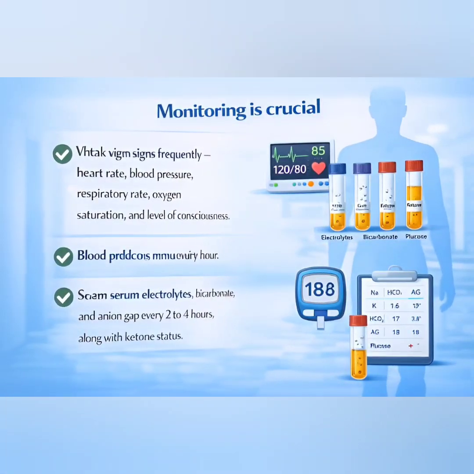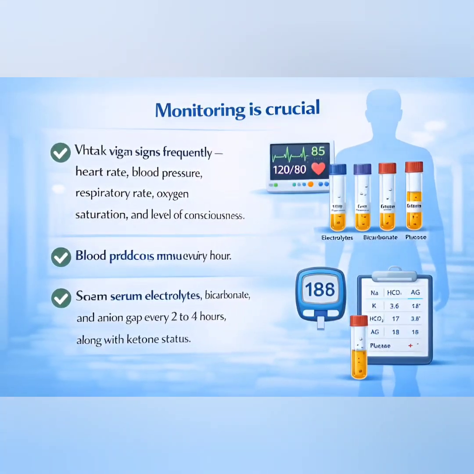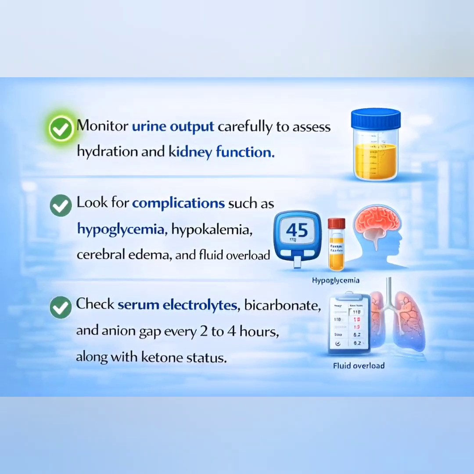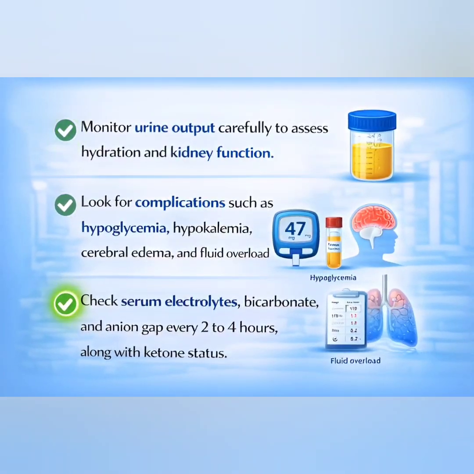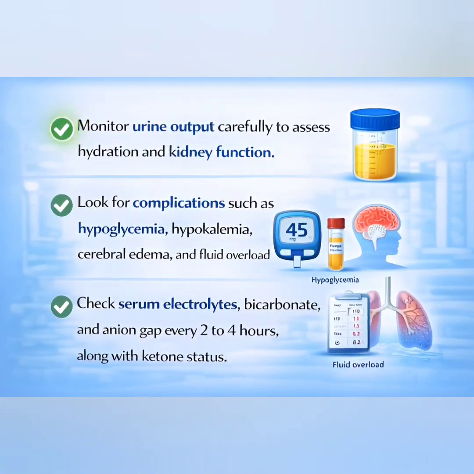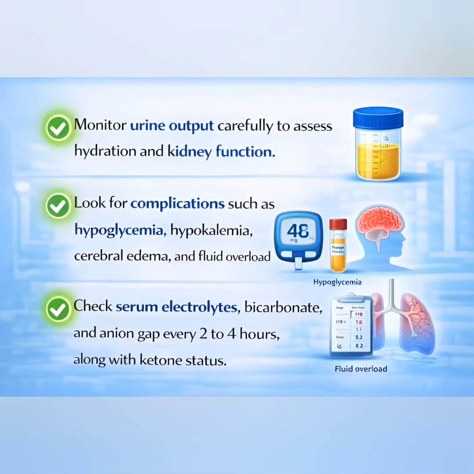Check serum electrolytes, bicarbonate, and anion gap every 2 to 4 hours, along with ketone status. Monitor urine output carefully to assess hydration and kidney function. Look for complications such as hypoglycemia, hypokalemia, cerebral edema, and fluid overload.